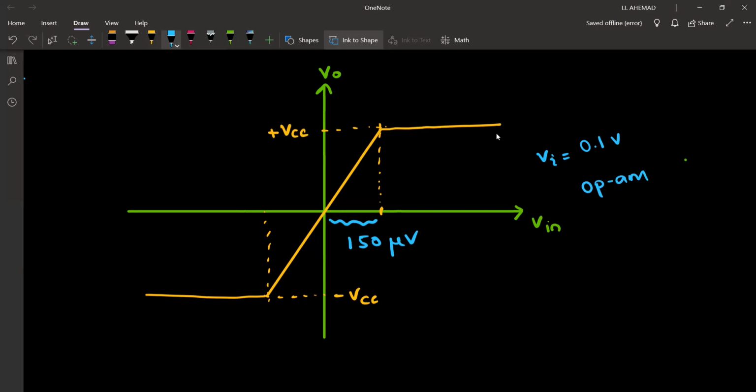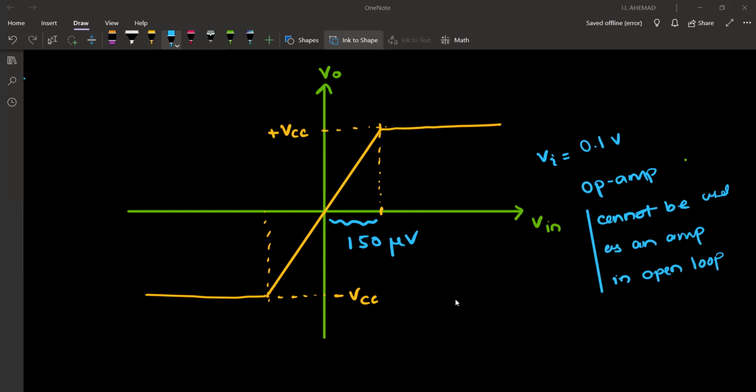Operational amplifier cannot be used as an amplifier in open loop. Do you get this point? Already the hand is raised, right? Now let me know.